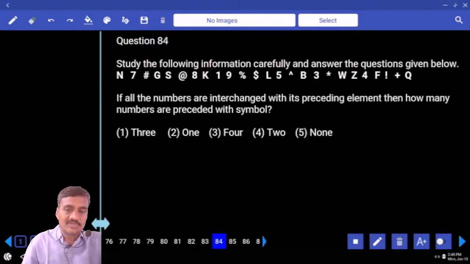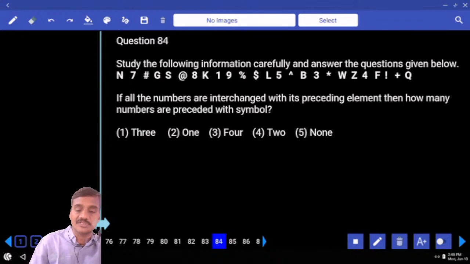And if all the numbers are interchanged with its preceding element, how many numbers are preceded with the symbols? Now these numbers are immediately preceded by what? Interchange with its preceding element, and this is 7 and n.